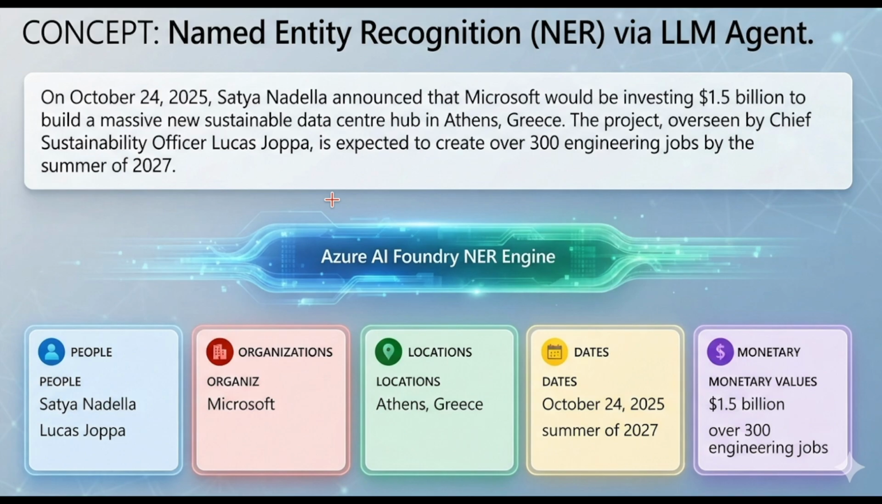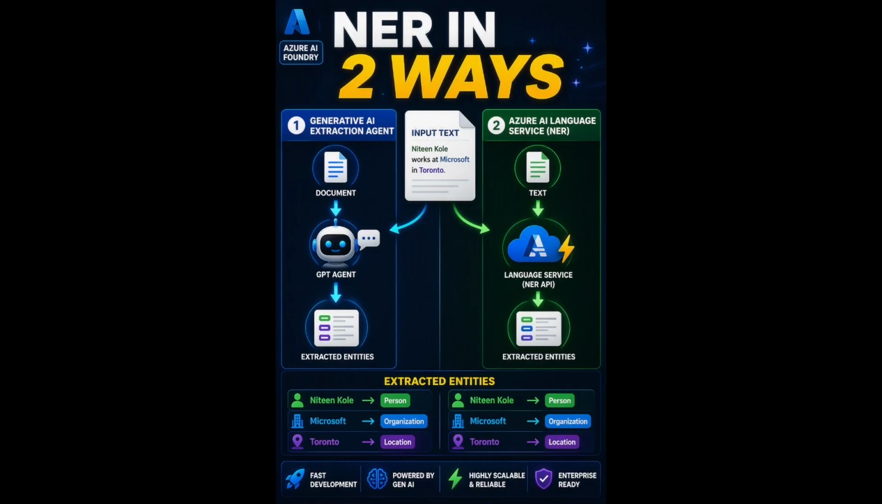tools or databases. Now that we understand the concept, let's open up the actual Azure AI Foundry dashboard and see exactly how to implement this using two different approaches. Today we are exploring the brand new Azure AI Foundry portal to demonstrate two fast, highly effective ways to run Named Entity Recognition, or NER. We'll first build a generative AI extraction agent, and then we'll look at a highly scalable native text processing service.